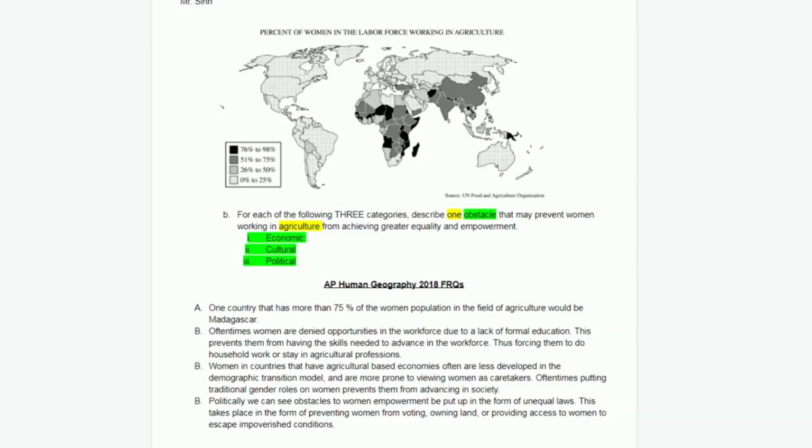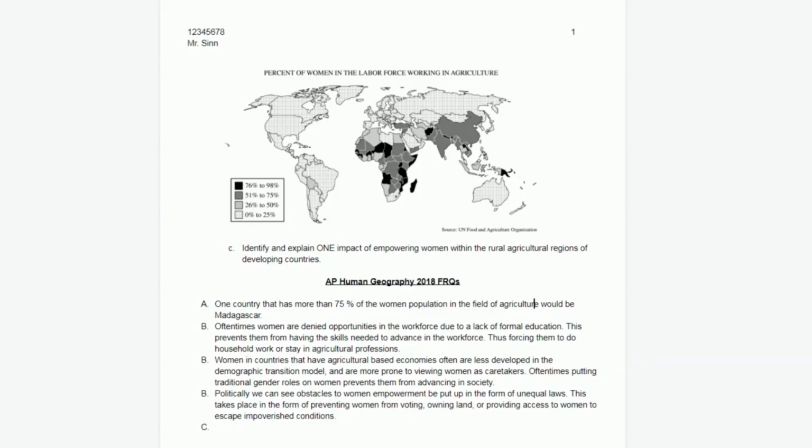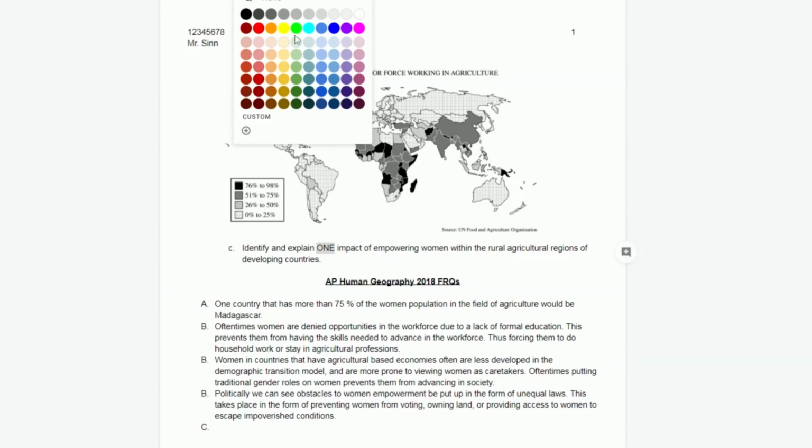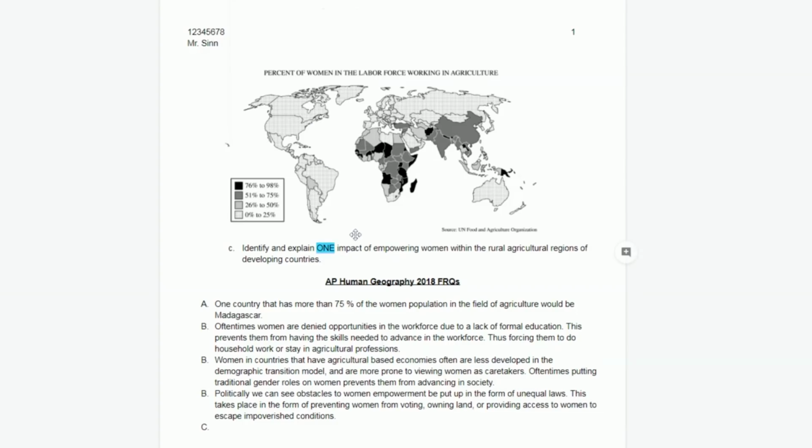Okay, let's finish this now with C. Okay, so now we're on to C, our last part. Here we have identify and explain 1 impact of empowering women within the rural agricultural regions of developing countries. Now, again, big thing to focus on here. It's only asking for 1. So we don't have to go into a bunch of different examples. Unlike B that had 3 different sections or parts, this one we only have to talk about 1 thing.